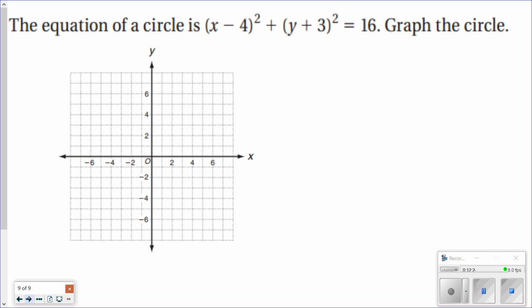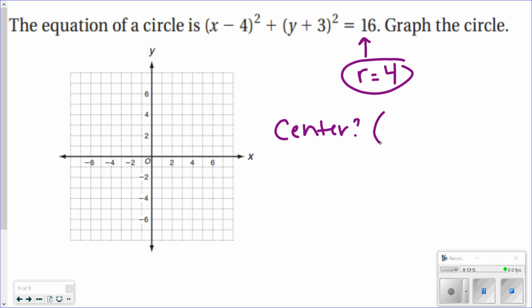Let's try this one more time. So same thing, we have an equation of the circle, x minus 4 squared plus y plus 3 squared is equal to 16. Let's graph the circle. Let's start with the radius. If r squared is 16, what is my value of r? Well, to figure that out, I would just need to do the square root of 16, and we know that our radius is 4. Now let's work with the center.